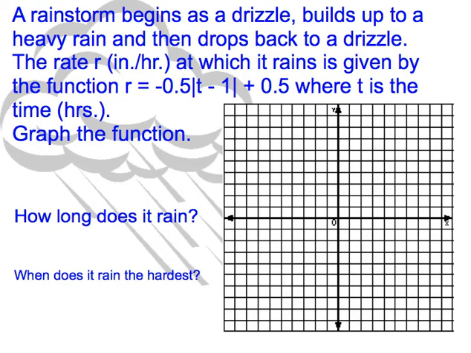Word problem. A rainstorm begins as a drizzle, builds up to a heavy rain, and then drops back to a drizzle. The rate r in inches per hour at which it rains is given by that function, where t is the time in hours. The first thing we want to do is graph the function. Now notice for this problem, the x on our graph is actually the t in this equation, and the y is actually the r in this equation. So this is your t-axis, this is your r-axis.